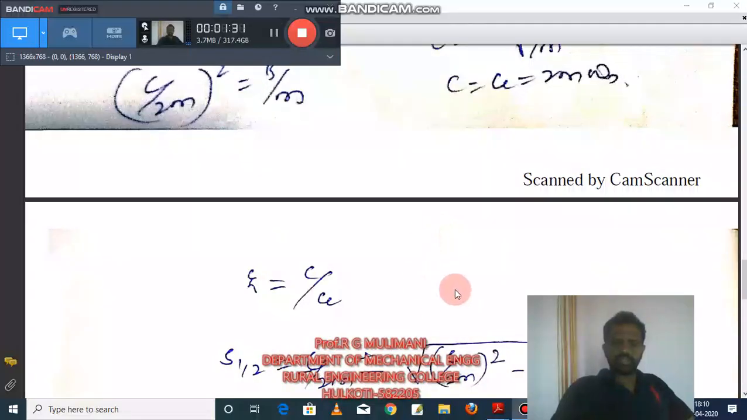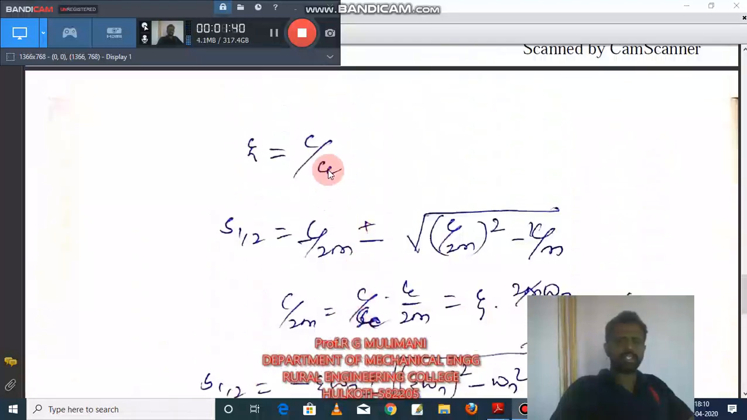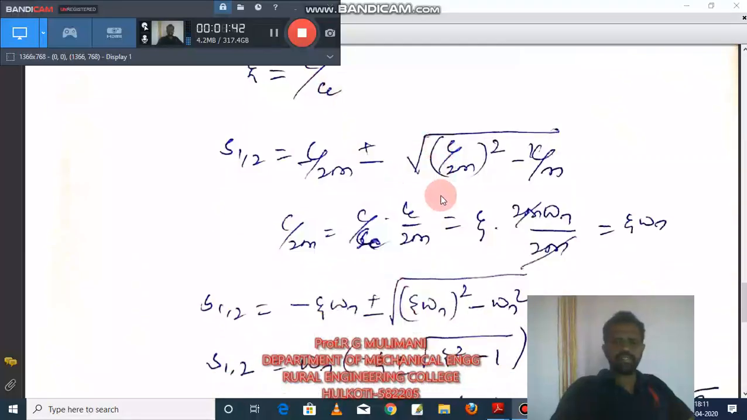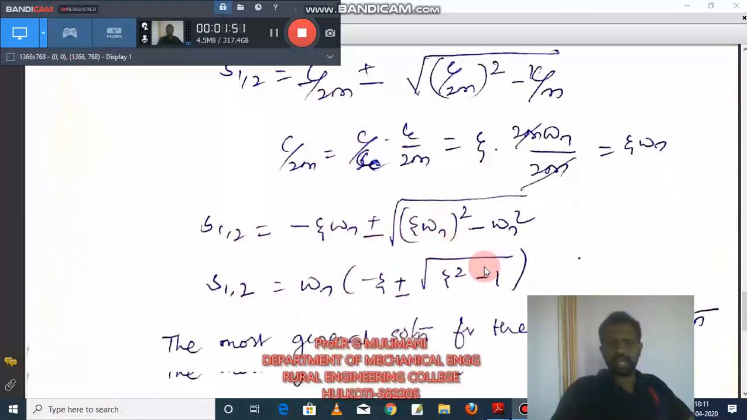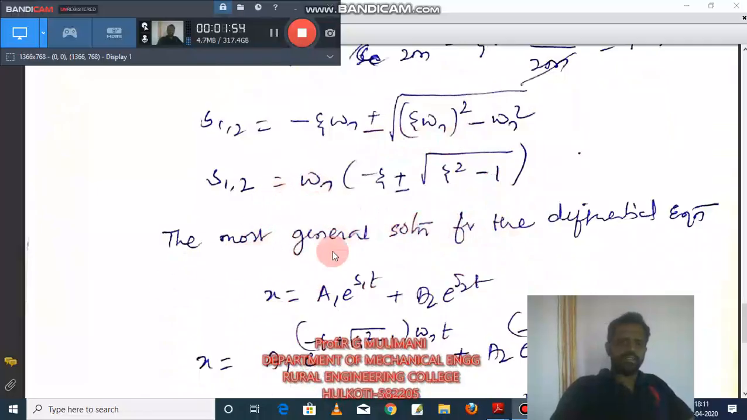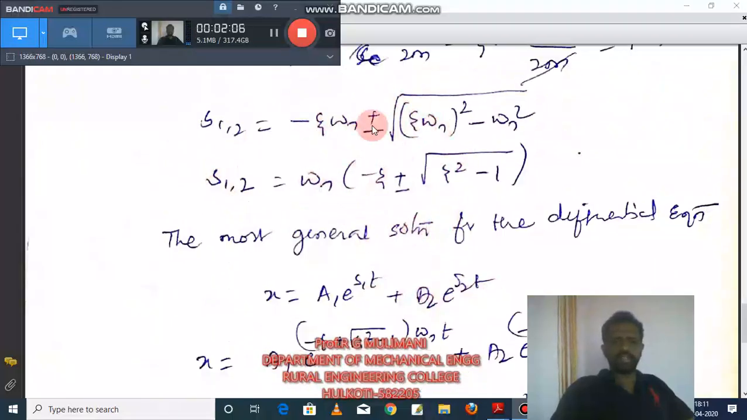Now, the same roots are expressed in terms of damping ratio. What is zeta here? It is the ratio of actual damping coefficient to the critical damping coefficient. You can see the last video, where it is explained in detail. The roots are in terms of damping ratio here. The most general solution for the equation of motion is x equal to a1 e raised to s1t plus a2 e raised to s2t, where s1 and s2 are the roots. You can see in the last video how these roots have come.